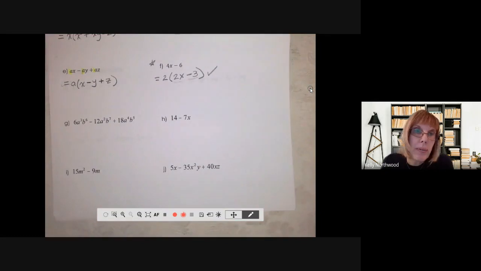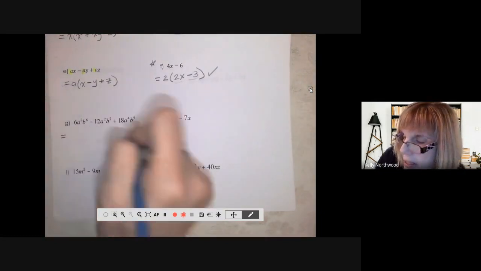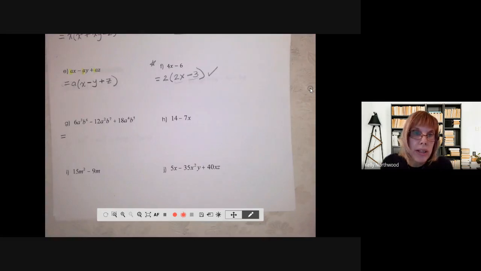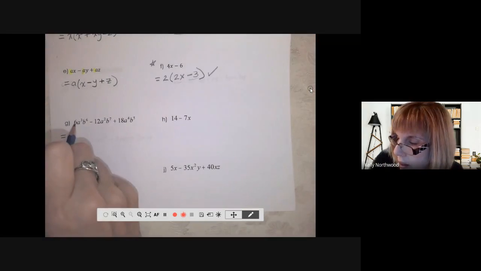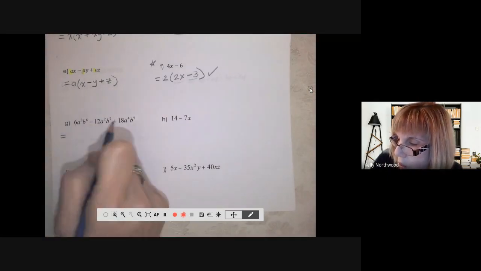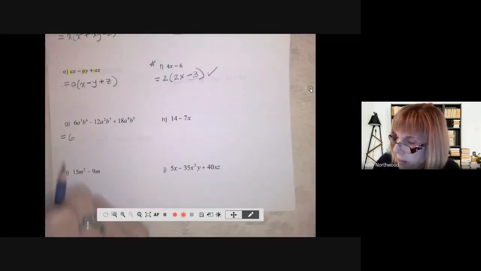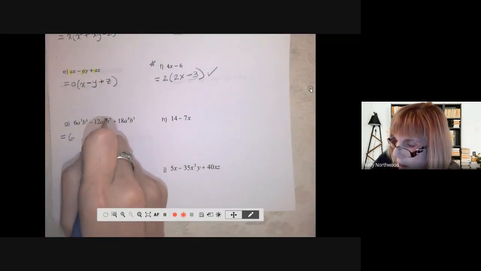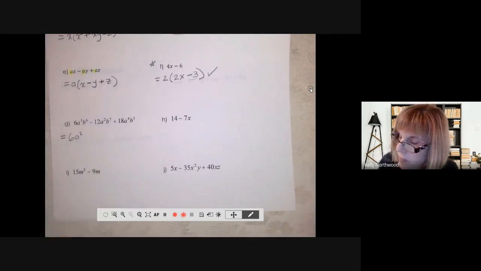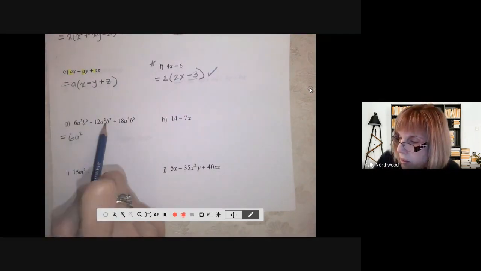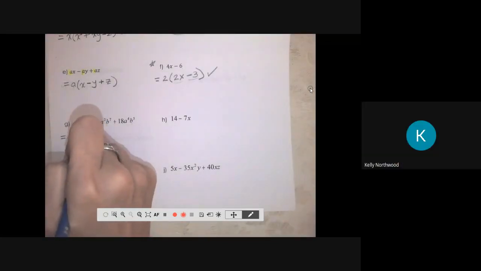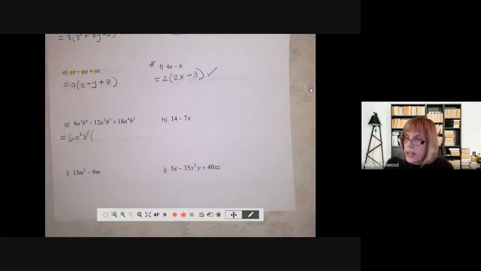Right, and now G is kind of one that would be considered hard because of the exponents, but as long as you apply the rule for finding the common factor and your exponent rules, you should be okay. So the greatest common factor for 6, 12, and 18 is 6. There's an A in all of them. The smallest exponent on A is A squared. And I'll just give you a minute to try to figure out what goes in the bracket based on that. Think it through.